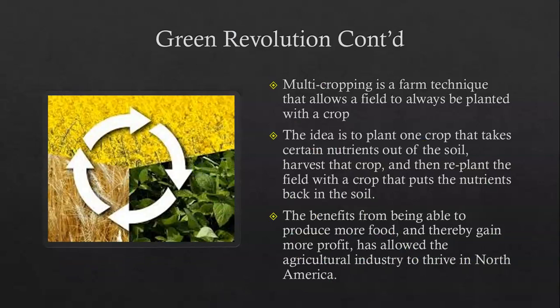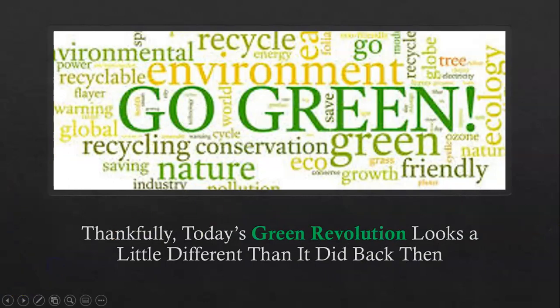Part of the Green Revolution was also the idea that soil had to be conserved. And so what this means basically is that the soil where these crops were being grown needed to be treated with care. So a lot of times farmers would rotate the different crops that they were growing, because different crops helped the soil in different ways. So that was also a part of the Green Revolution. Nowadays, when we think about the Green Revolution, we think about something more along the lines of recycling, nature, conservation, a lot of the things in this wordle. So our Green Revolution of today looks a lot different than it did back 50 years ago.